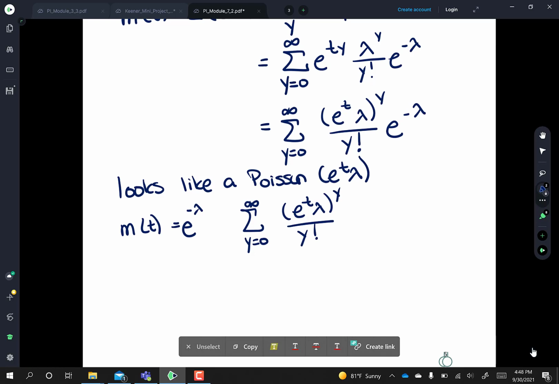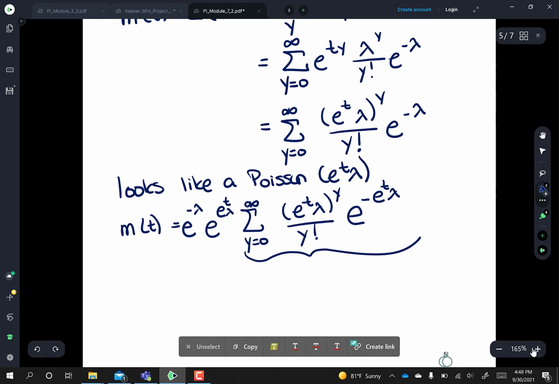And so now I would like this to look like a Poisson so that I know that piece will sum to 1. Well, to do that, I could place an e to the negative e to the t lambda here. In other words, I'm using this as that new parameter for a Poisson distribution. But if I'm going to do that in here, I have to multiply by e to the e to the t lambda out here, so that I'm really just multiplying the entire expression by 1. And if I do this, notice that this piece right here is the PMF of a Poisson distribution with parameter e to the t lambda.